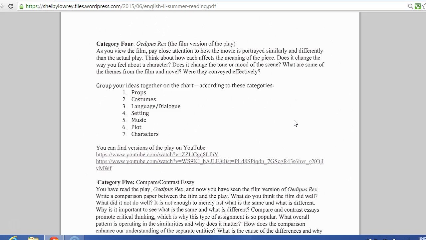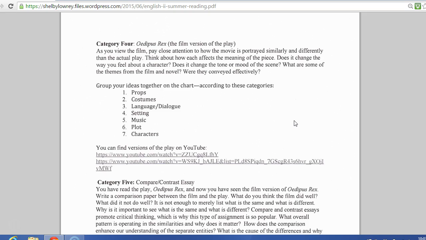If a character has on a red robe in the actual play and a bright yellow robe in the film version, does it change the meaning, the feeling you have towards that character? Why do you think that they decided to put that character in a yellow robe? Or was there a main or supporting character in the actual play that they maybe downplayed in the film version or left out entirely? Were there scenes that they left out entirely in the film version of the play?